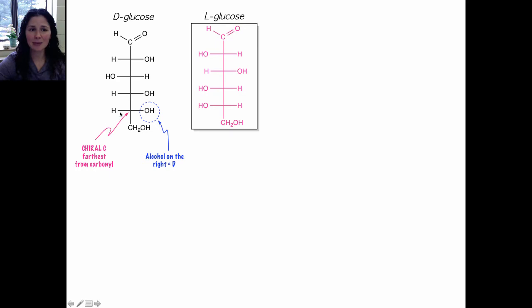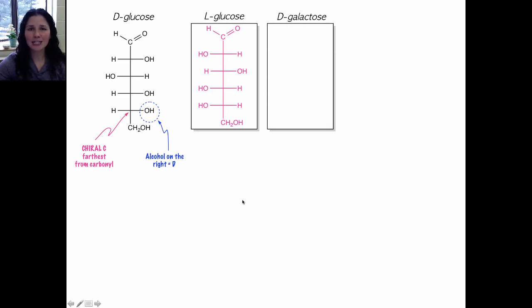And I could say the same thing over here for the left-handed groups on D-glucose and the right-handed groups on L-glucose. These two things are enantiomers. They are mirror images of one another. D-glucose and L-glucose are enantiomers. You can tell this from their names. They are right-handed and left-handed versions of glucose.